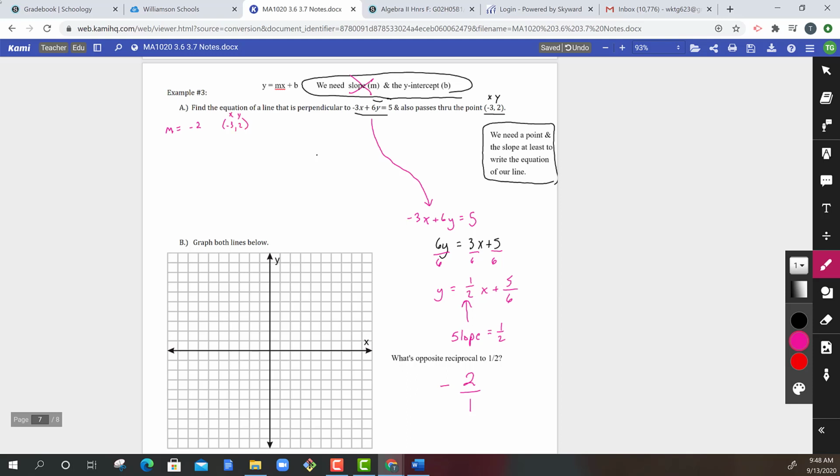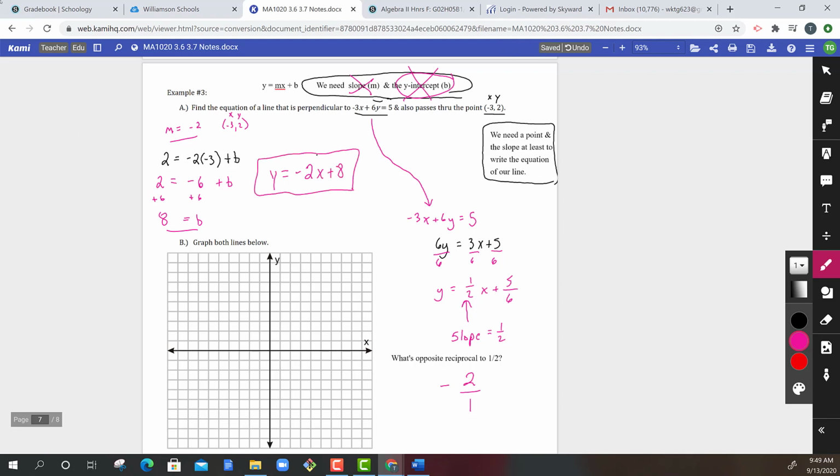Now all that's left to find is the y-intercept. And we can do this just like we've done all the other past problems. Substitute the y-coordinate and the x-coordinate into the slope-intercept form equation. Do the basic arithmetic here, and we get a y-intercept of 8. So we've got the y-intercept, we've got the slope, so the equation of our line in this problem is y = -2x + 8.